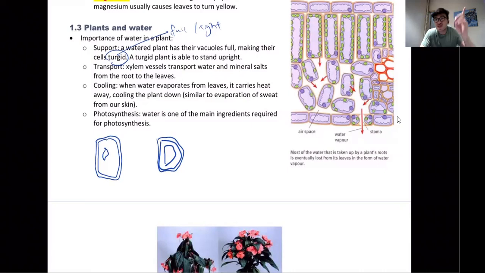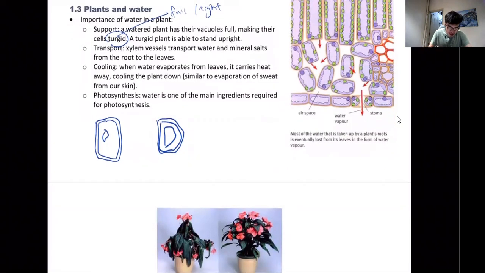So what they do is they use the sun. When the sun is shining on the plant, they will evaporate their water, and then the water will move up a plant. You see, transport. This is plants' transport system. Very, very smart. Okay, so transport. Next, cooling.